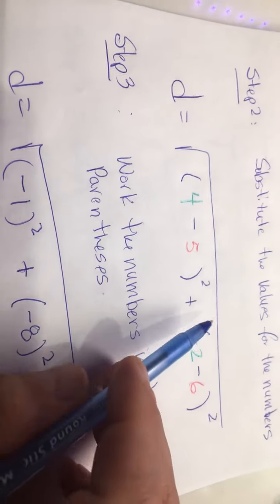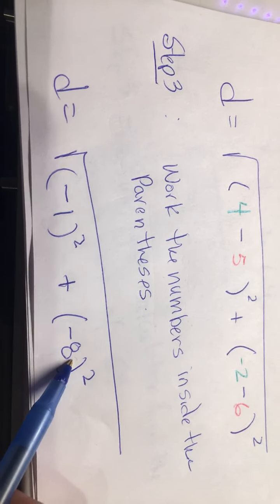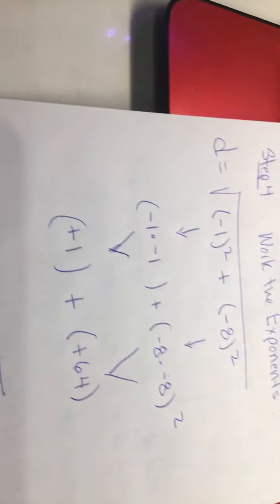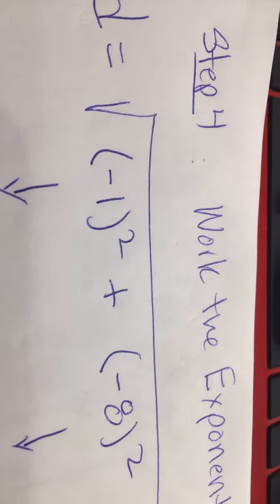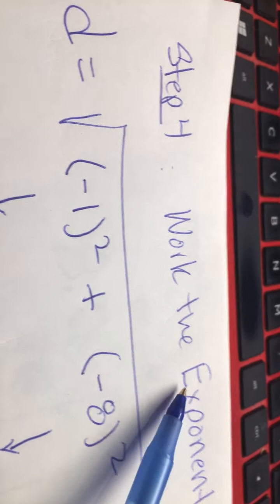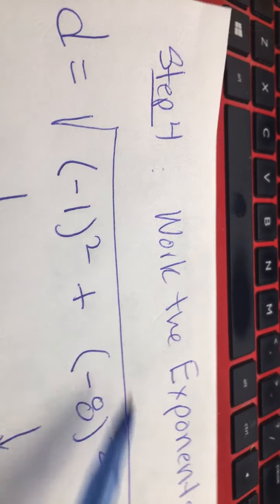Negative 8 is when I do negative 2 plus negative 6, I get negative 8. Remember, same concept. When I finish that and I find my revised equation, I'm going to now work the exponents. This is the E in PEMDAS. So I did the parentheses, now I'm doing the E, getting rid of the exponents.